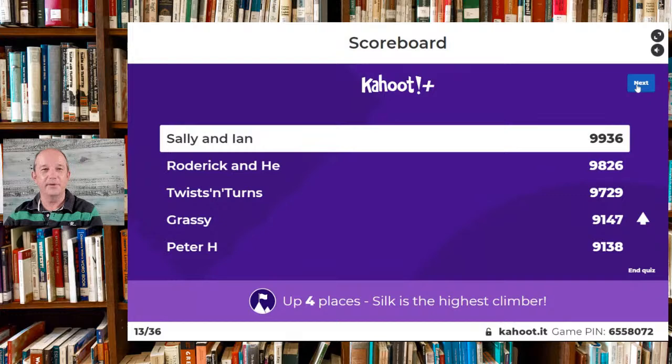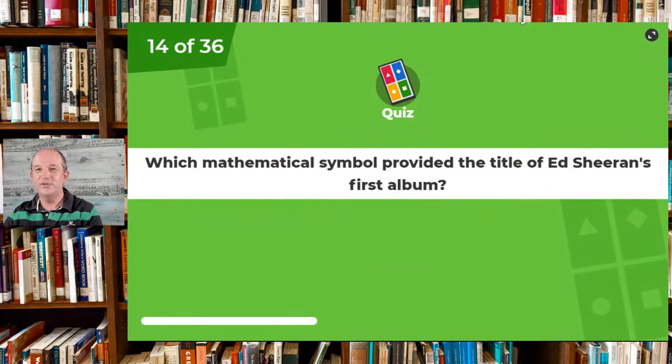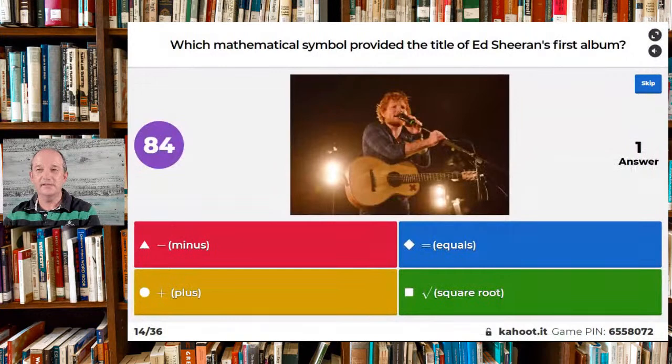And which mathematical symbol provided the title for Ed Sheeran's first album? Was it minus? Was it equals? Was it plus? Or was it square root? Someone got in there really quick with the answer. They either know that or they're just clicking something quickly. Now, who would do such a thing? Ed Sheeran's first album. Was it minus, equals, plus, or square root?